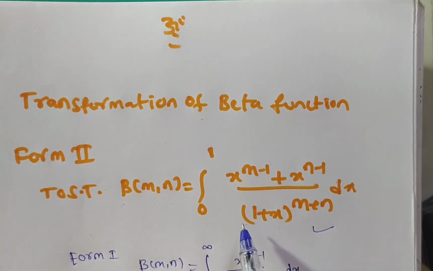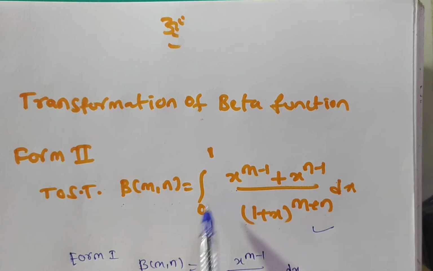Actually, we know the beta of m comma n formula: integral 0 to 1 of x power m minus 1 into (1 minus x) whole to the power of n minus 1 dx. But from that it is not easy to get this. So we have to use form 1. You see, form 1 is also similar to form 2.